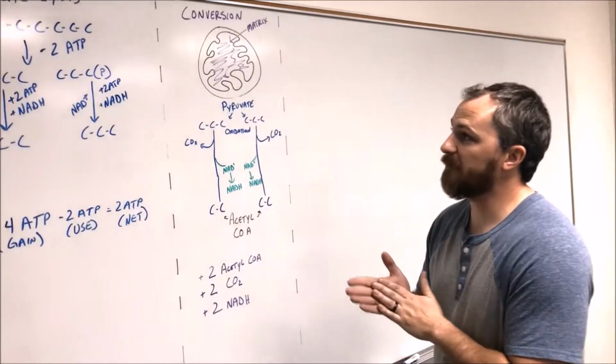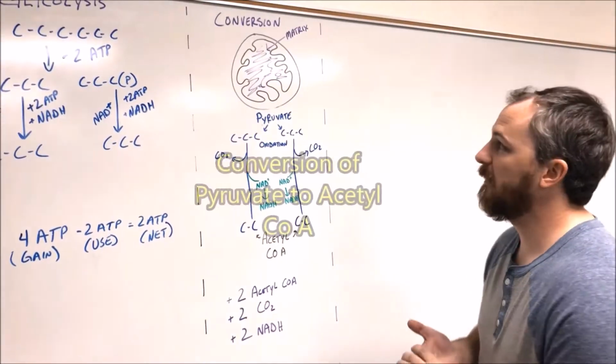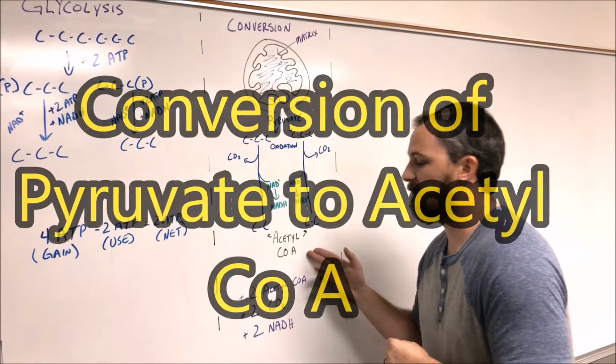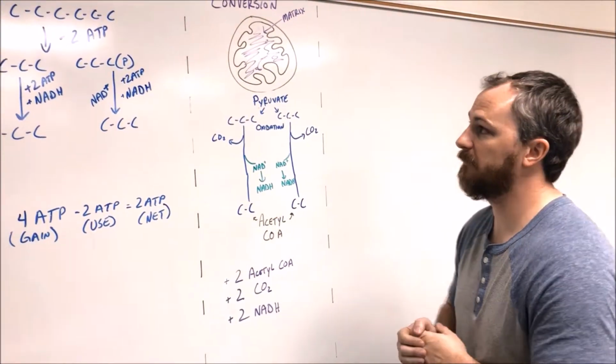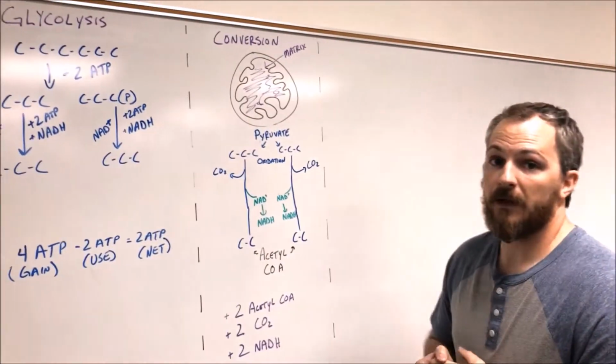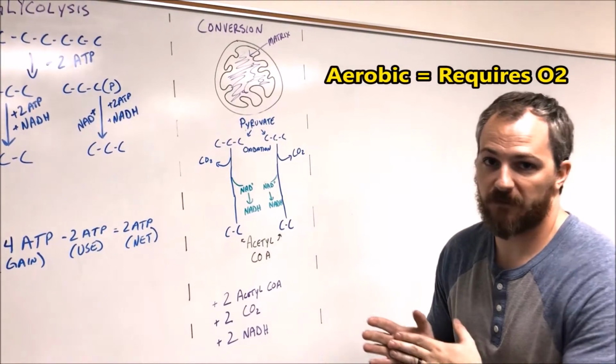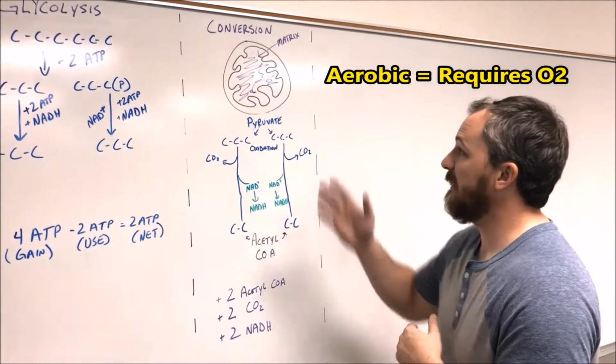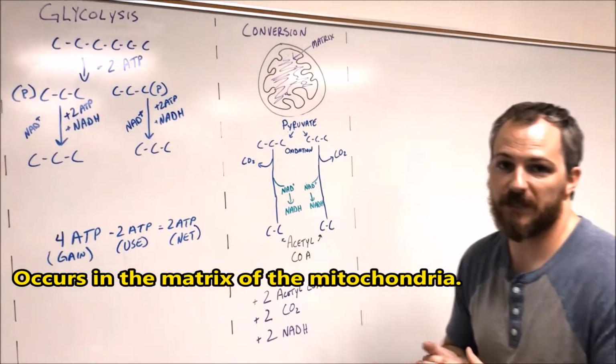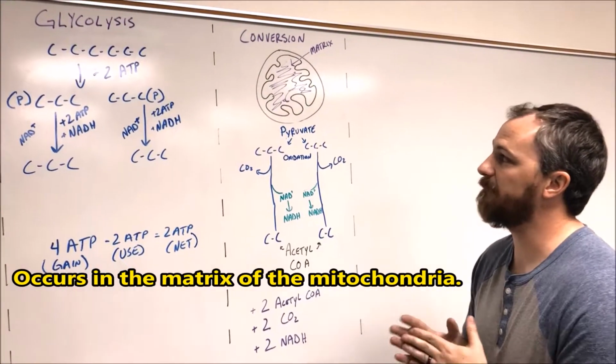All right, the next step after glycolysis is going to be the conversion of the pyruvic acids that we have left over from the previous step to acetyl-CoAs. Now, is there anything different here? This step does require oxygen. Oh, okay. This is the first step that requires oxygen in the process. It all takes place inside the matrix, which is the innermost part of the mitochondria.